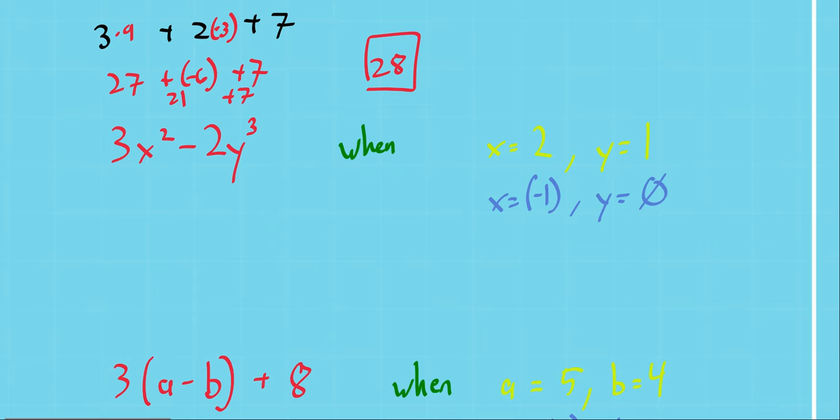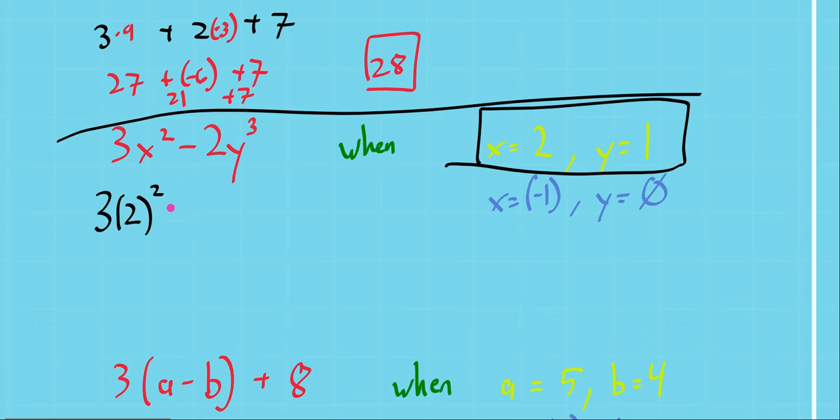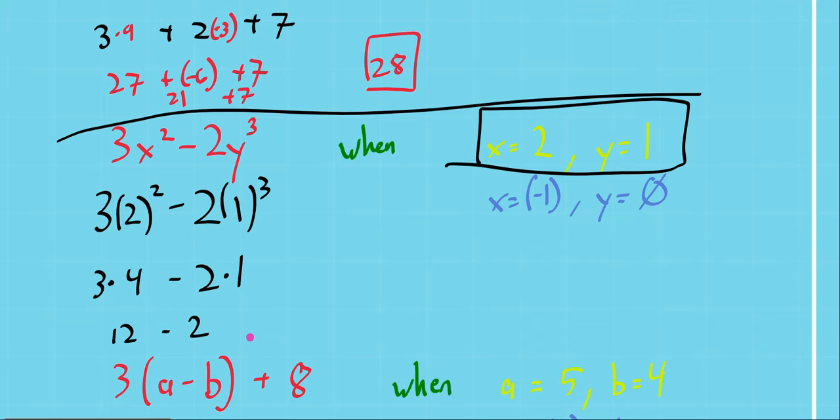We'll do another one here, draw a line so we know we're separate. If we have 3x squared minus 2y cubed, let's do this first one here. When x is 2 and y is 1, this is 3 times 2 squared minus 2 times 1 cubed. We'll do our exponents. 2 squared is 4, and 1 cubed is 1. Now we'll do our multiplication. 3 times 4 is 12, 2 times 1 is 2, and 12 minus 2 is going to be 10.